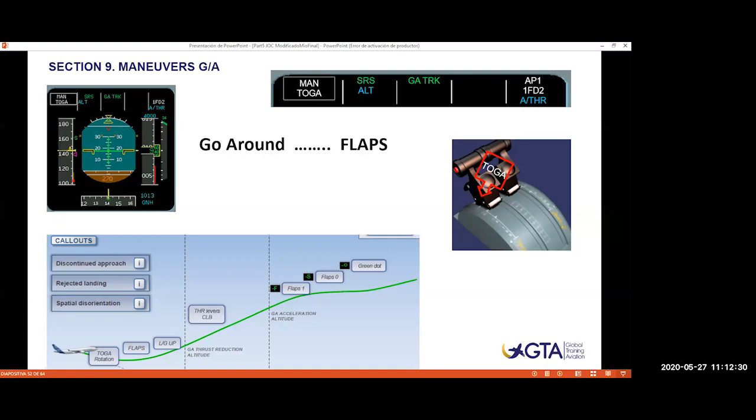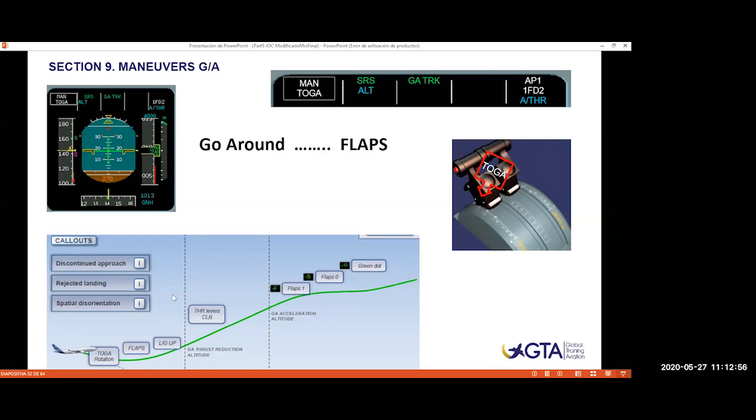Situational awareness. Situational awareness is that you have to know where you are. If you don't know where you are, immediately you have to go around. If you have some failures in one instrument or navigation system, maybe you have to go around. ATC tells you to go around. Maybe you reach the minimums and you do not have enough visual reference. You have to go around.